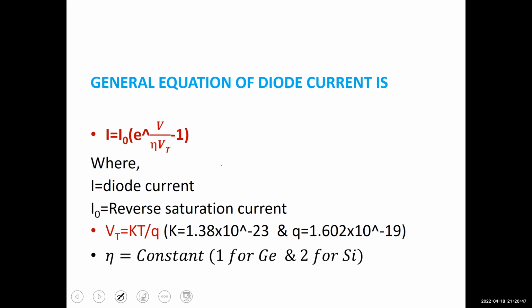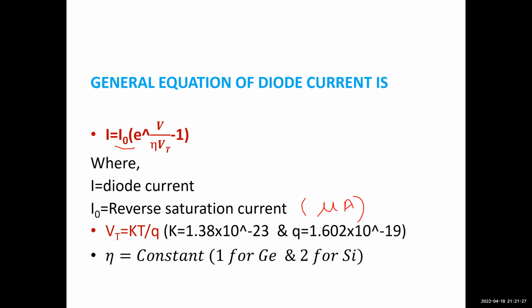So the diode current equation is given by the relation I is equal to I naught e power V by eta Vt minus 1. So what is I naught? I naught is the reverse saturation current, which will be expressed in microamperes, and V is the applied voltage or the external voltage. Eta is a constant which is 1 for germanium and 2 for silicon. And what is Vt? Vt stands for the volt equivalent of temperature, so kT by q, where k is the Boltzmann constant 1.38 into 10 power minus 23, and q is the charge of the electron 1.602 into 10 power minus 19 coulombs.